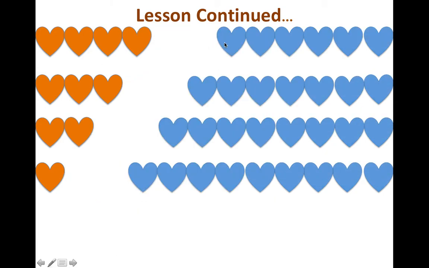Now in this one we have 1, 2, 3, 4, 5, 6. I have 6 blue hearts and 4 orange hearts. So I know that 4 and 6 will give me 10. Once again, 4 represents the 4 orange hearts here to the left, and 6 goes with the 6 blue hearts I have on the right. The next one is 3 orange hearts plus 7 blue hearts equals 10 hearts all together.